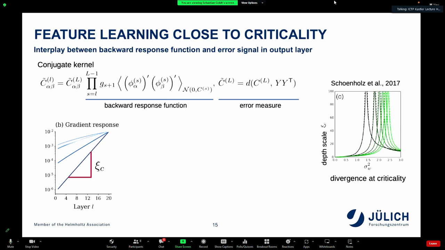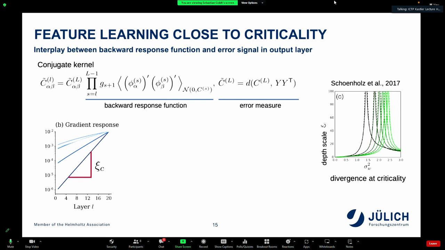Now a bit more in detail. So basically, you have two terms appearing here. One is, again, the conjugate kernel in the output layer, which is this error measure between the output kernel and the target kernel. And the second term that appears is the backward response function. This is a concept that was already also discussed in Schoenholz et al. 2017, where they find that it's related to how gradients are backpropagated in your network, and that this backpropagation always shows an exponential decay across layers, which can be characterized by this depth scale xi.